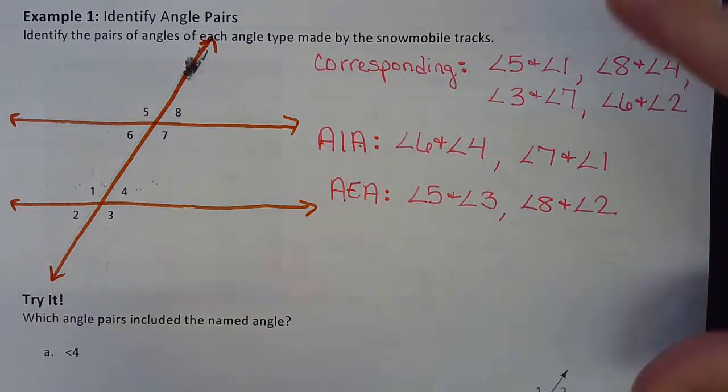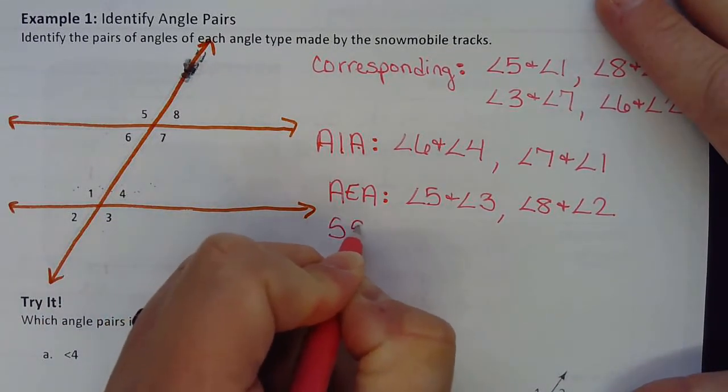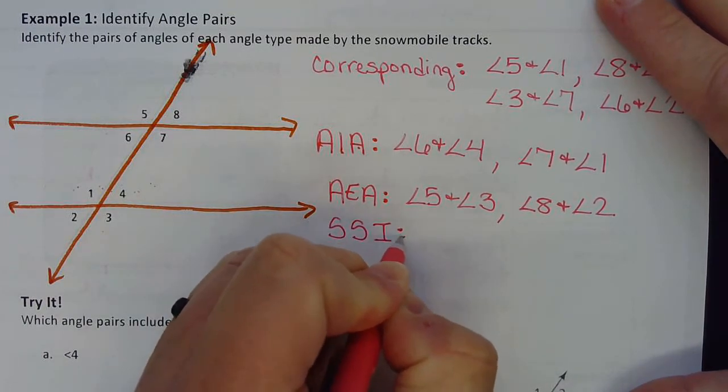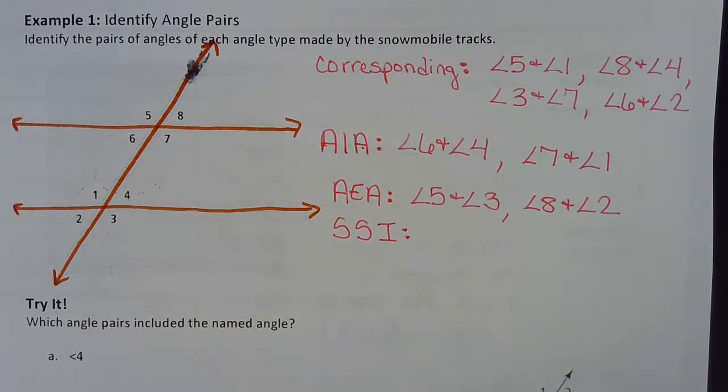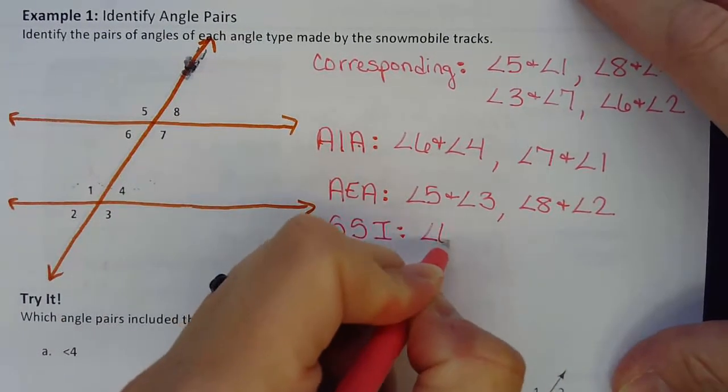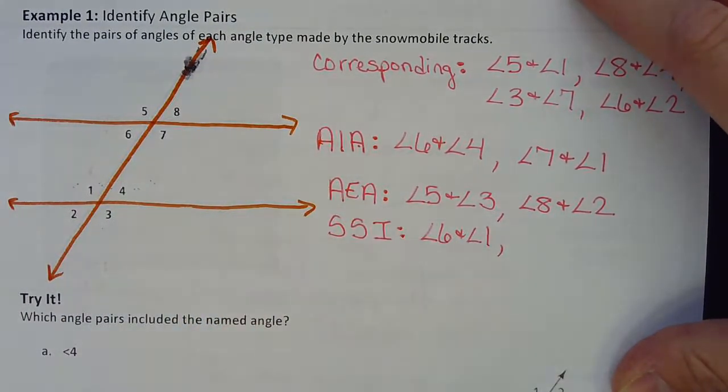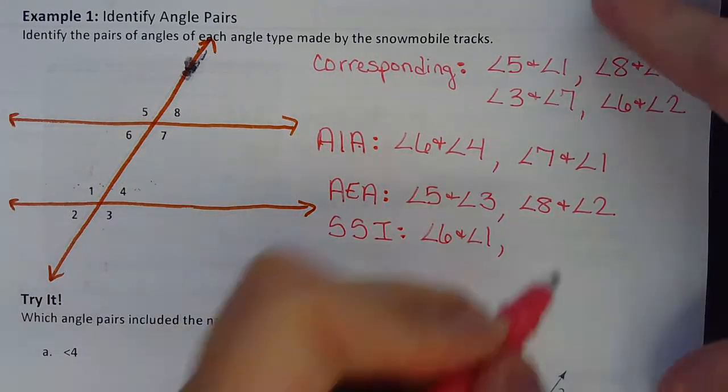Now we'll move on to the same side ones. So same side interiors, SSI, means that your 2 angles are on the same side of the transversal. So either both on the left or both on the right, and they're on the interior of your parallel lines, or in between your parallel lines. There's 2 pairs. Ashton, go for it. 6 and 1. And then the other pair is 7 and 4.